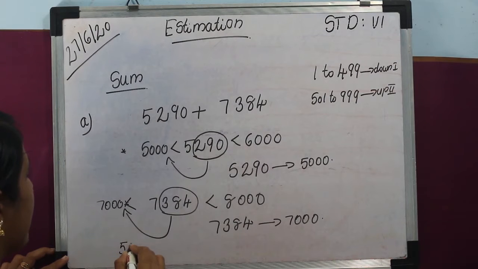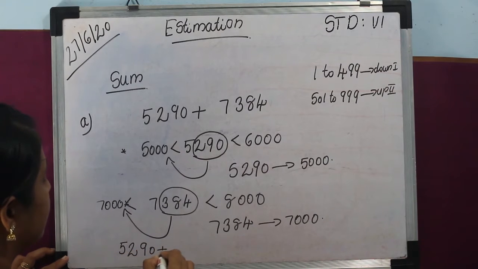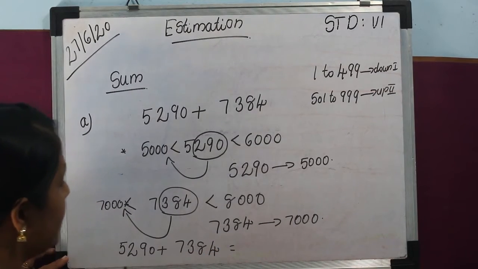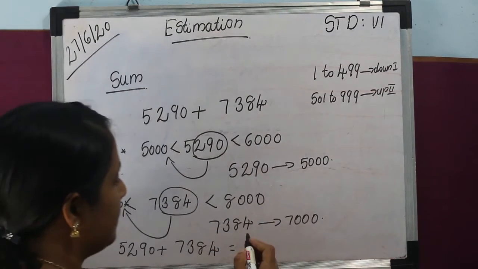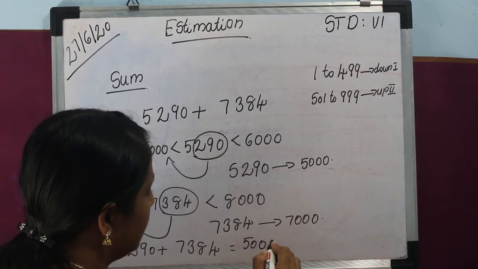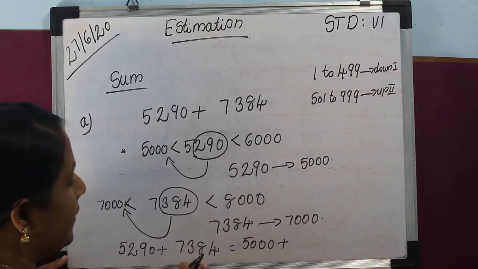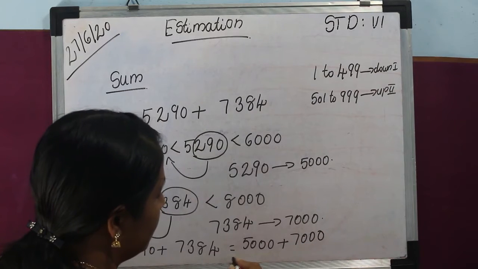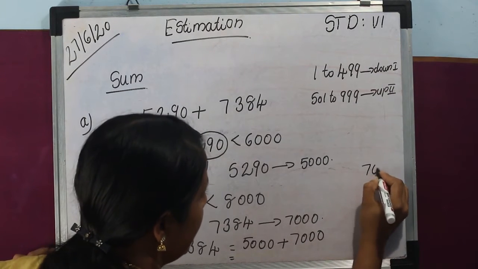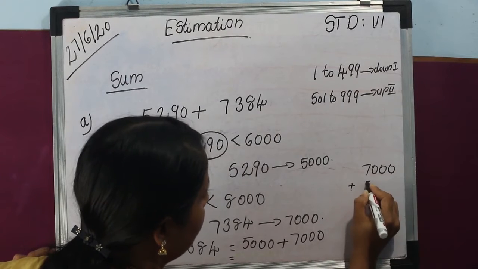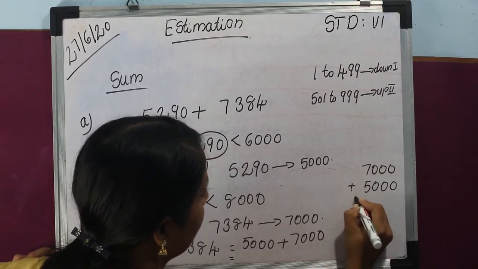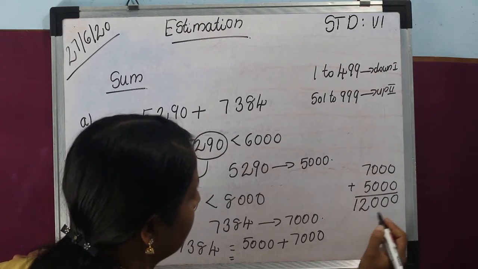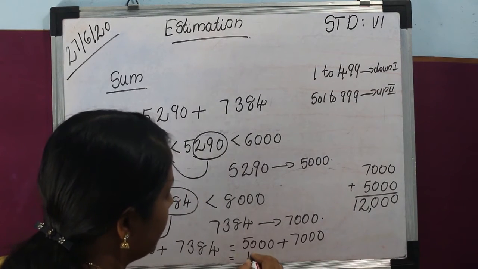So we write the question 5290 plus 7384 equal. In the place of 5290 we get the number 5000. Then in the place of 7384 we get the number 7000. Then we add these numbers, that is 7000 plus 5000. Then 7 plus 5 equal 12. Then we got the answer 12,000.